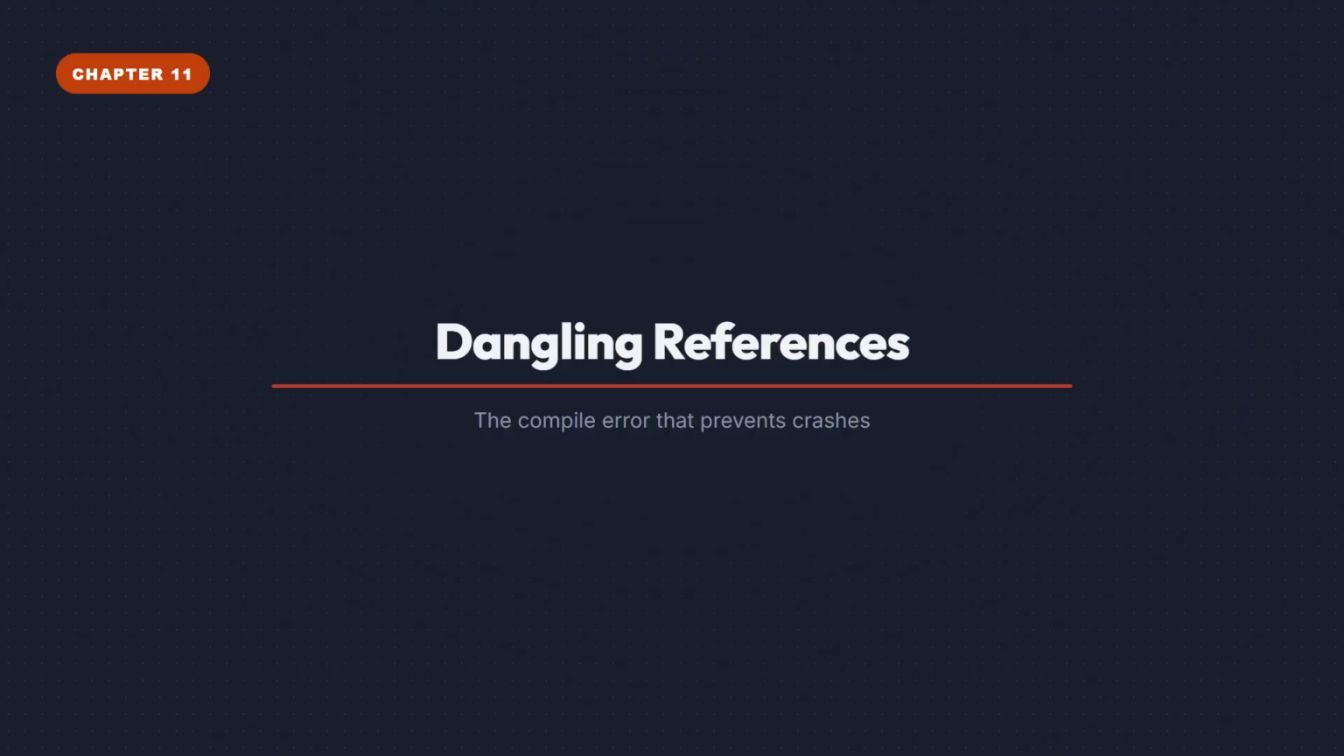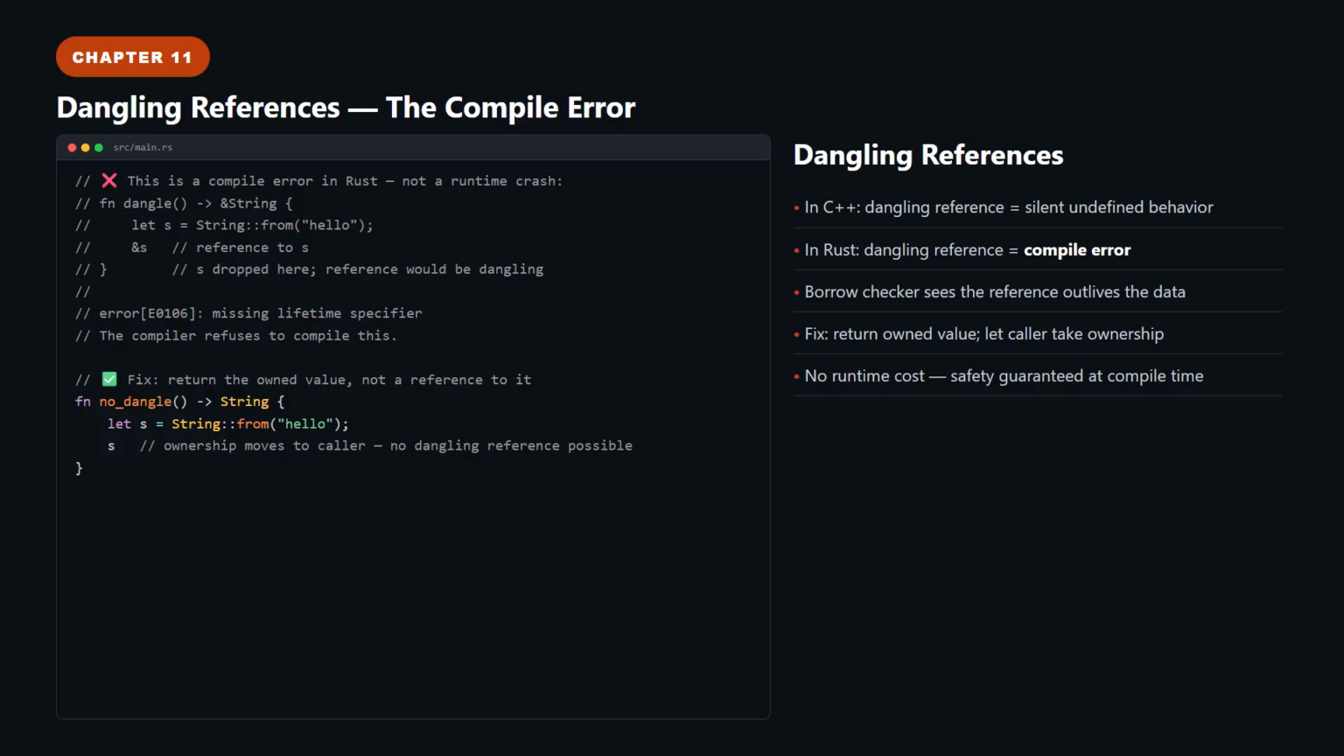Chapter 11. Dangling references, the compile error. In C++, returning a reference to a local variable is undefined behavior. It compiles without error, but crashes at runtime. In Rust, it's a compile error. The borrow checker sees that the reference would outlive the data and refuses to compile. The fix: return an owned value and let the caller take ownership.